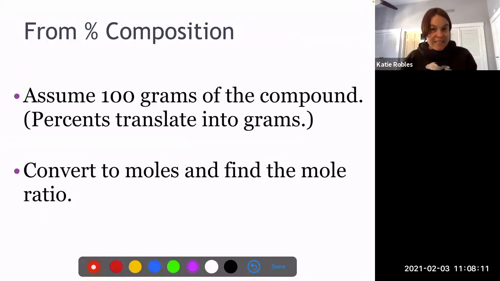Let's say we're now not going into the lab. Now I'm giving you a percent composition, which is what we were working with before. Well, if I give you a percent composition, you can't convert a percent to moles, but you can convert grams to moles. So you're going to assume 100 grams of the compound, and you're then going to convert to moles and find the molar ratio like you did before.